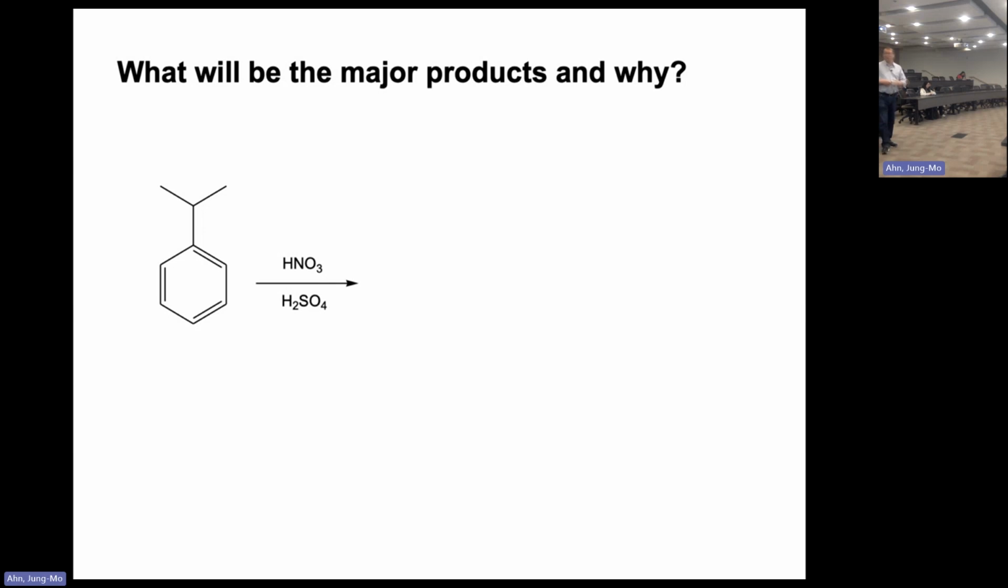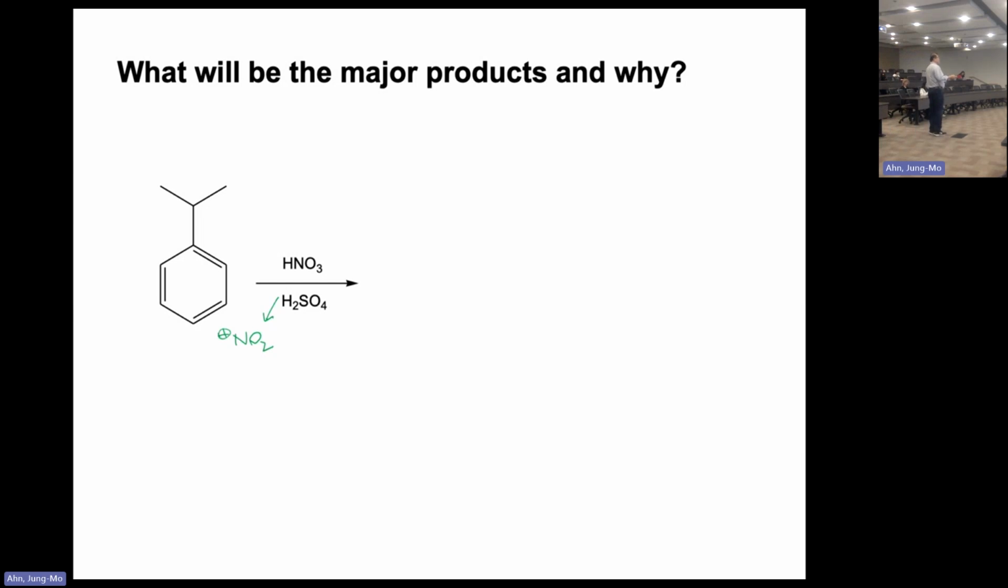Nitric acid and sulfuric acid mixed together. And then by looking at the reagent, you can figure out what reaction it is. Nitric acid and sulfuric acid mixed together will produce the nitronium ion. The nitronium ion is an electrophile, and that's the one that gets attacked by the benzene.